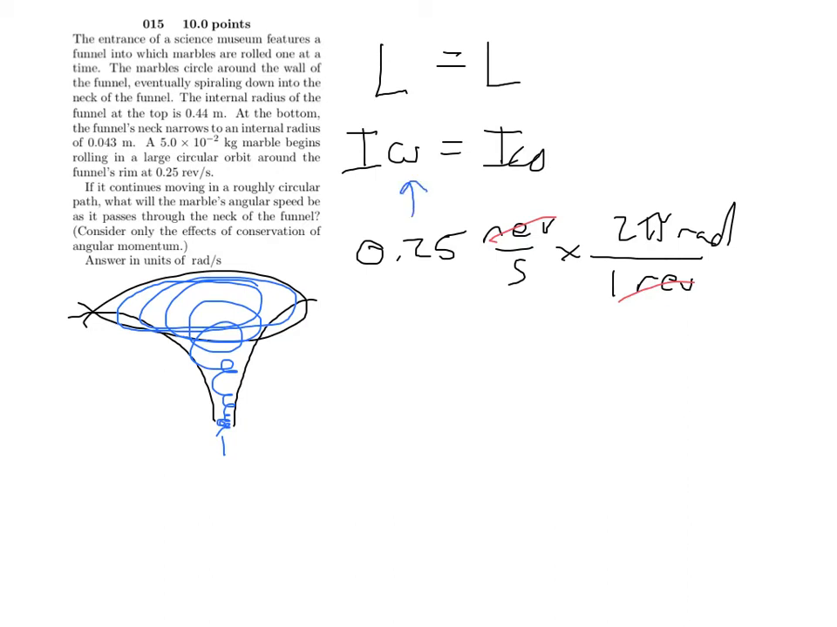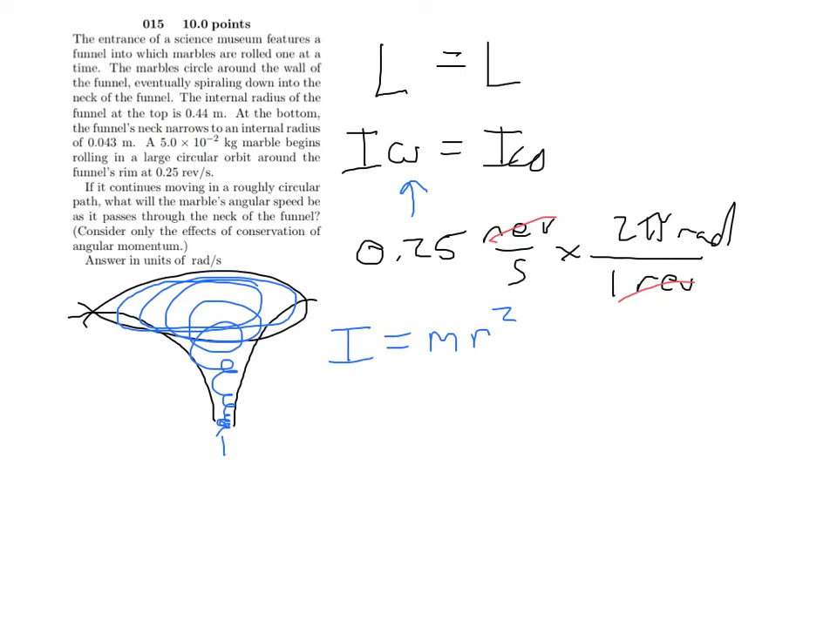But now I need my I. The moment of inertia of a mass that's moving around in a circle is going to be the mass times the radius squared. I am given the radius of the funnel up here: the internal radius at the top is 0.44 meters. So I'm going to place 0.44 meters here for my radius. The mass is the mass of the marble, and that's going to go here.